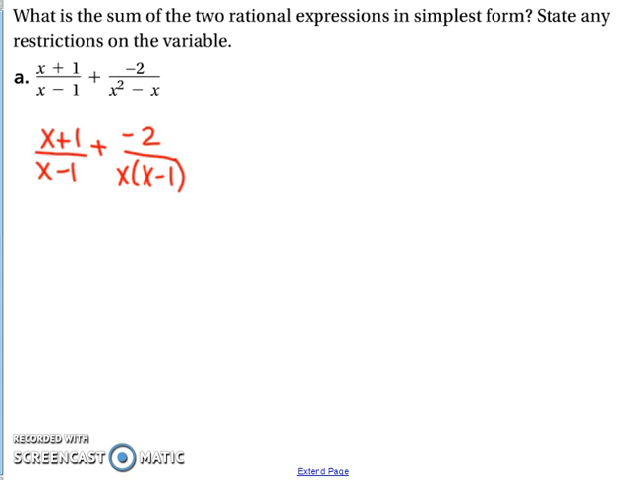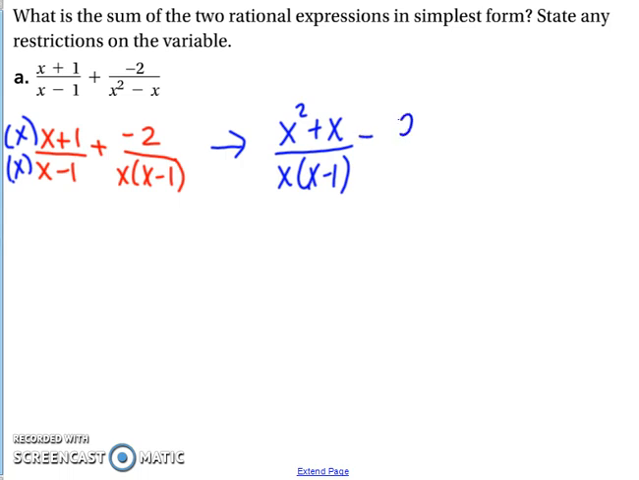So now we're looking at the two denominators, the x minus 1 and the x times x minus 1. We want to see what they have in common and what either of them are missing. So they both have an x minus 1 in common, but the first one is missing an x. So I need to multiply the top and the bottom by x. So what I'm going to do here is distribute the x on the top. So this becomes x squared plus x over x times x minus 1. And then we have minus 2 over x times x minus 1.